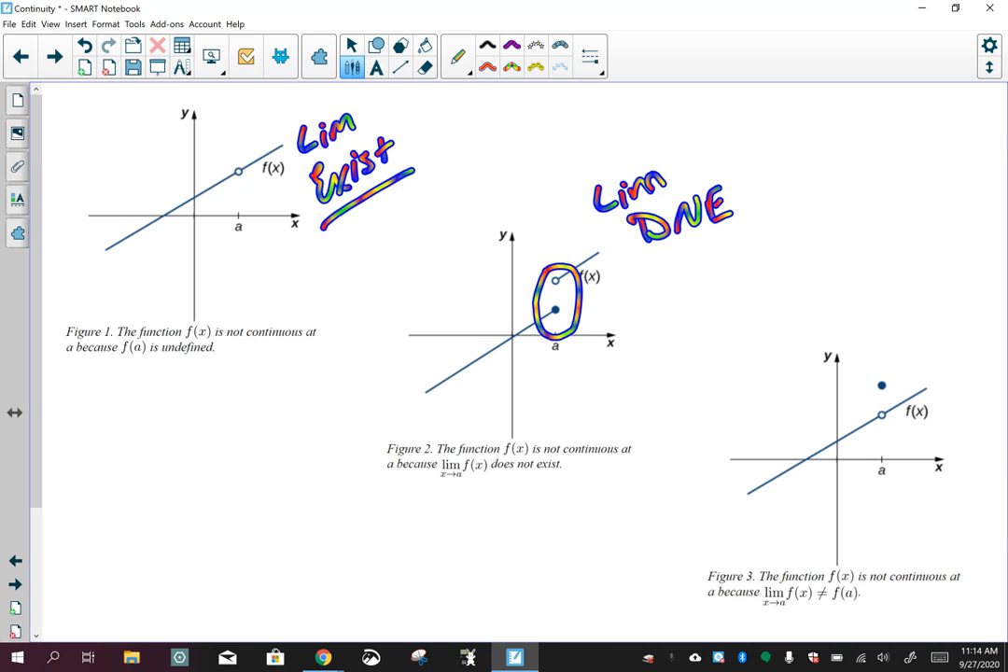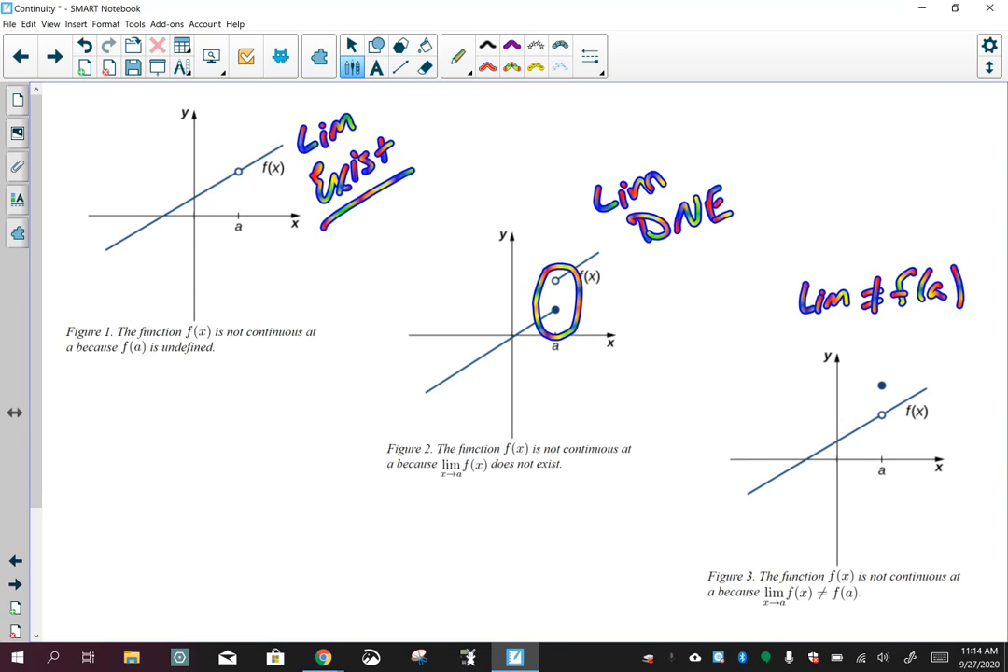Okay. On the third one, this one brings back what we did on the first one. So I do have a limit that exists and I do have a point that's defined, but my defined point is not where my limit exists. So my limit does not equal my f of a value. So we are not continuous here either.